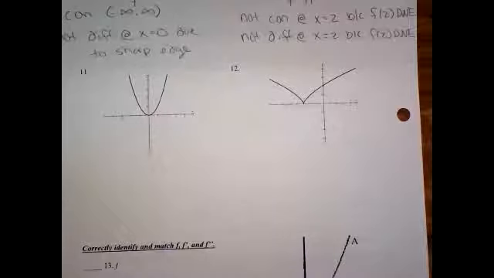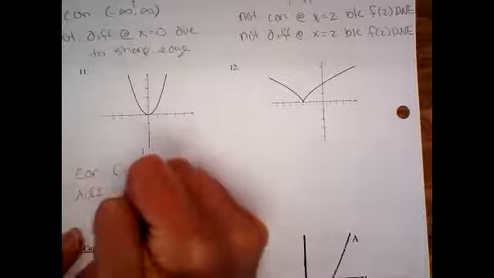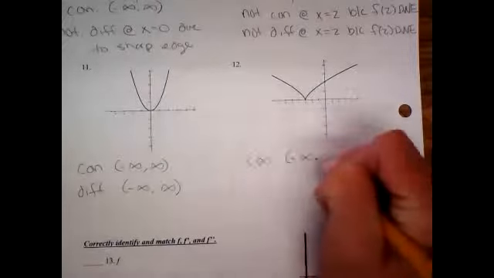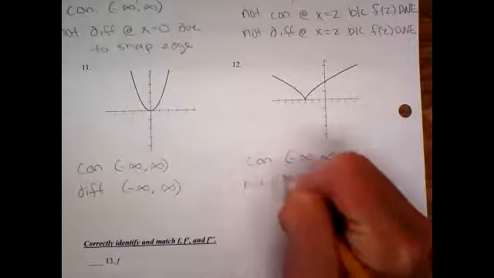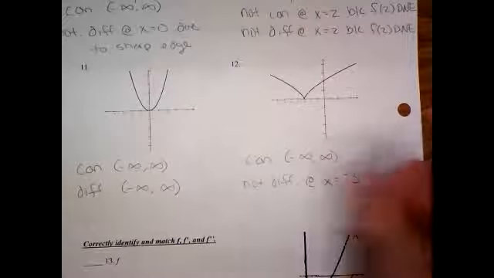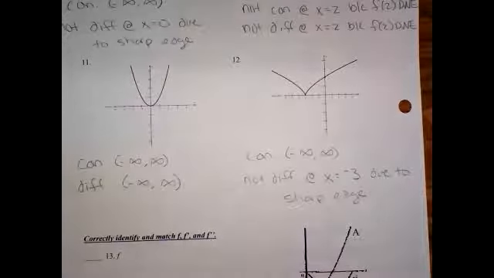All right, how about 11? I threw an easier one at you. What do you think? It's continuous and differentiable. Don't worry, I'm not going to yank you out in the hall like in language classes and make you take a verbal exam. All right, and then 12 is continuous all the time, but not differentiable at x equals -3 due to sharp edge.